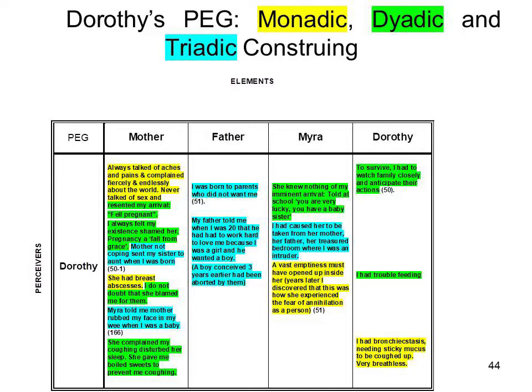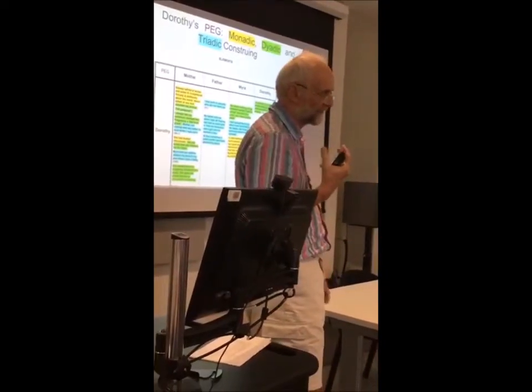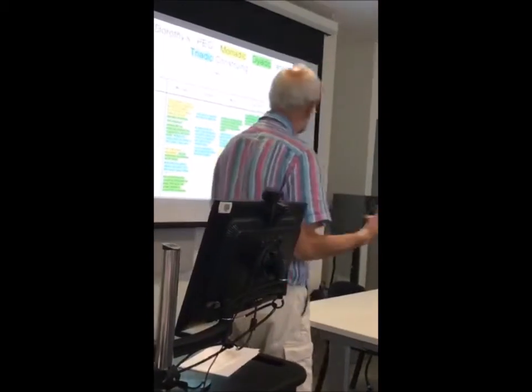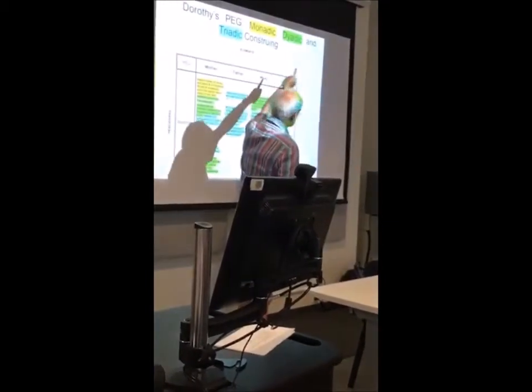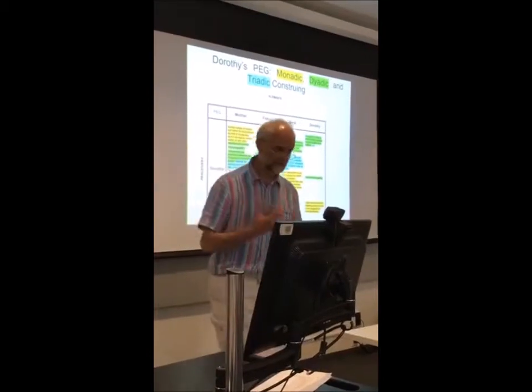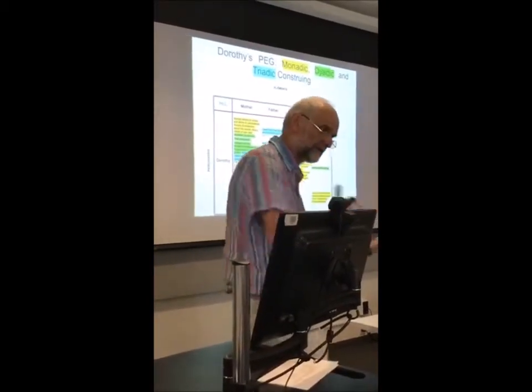Dorothy says of Myra, she knew nothing of my imminent arrival. She was told at school, "You are very lucky, you have a baby sister." Okay, actually that's triadic, isn't it? Because a teacher told her that. But these categories of monadic, dyadic and triadic, you could say that any relational situation always contains the three levels, but it's still useful to isolate them, one predominating in one situation and another in another. So I put that in green for dyadic because I can imagine Myra saying, oh, I've got a baby sister, gosh, that's amazing. So it's about Myra and Dorothy.